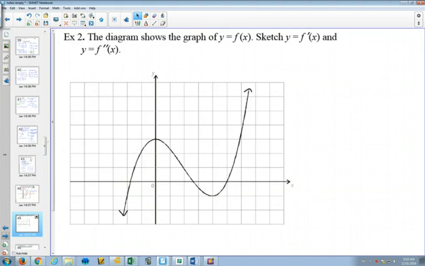So here's our second graph. What kind of graph does this look like? A cubic. So if we're thinking that this is cubic, then our derivative will be some sort of parabola, and our second derivative will be some sort of line. Because the derivatives of cubics will always be parabolas, the derivative of parabolas will always be lines.